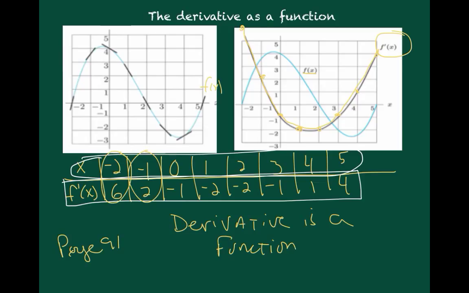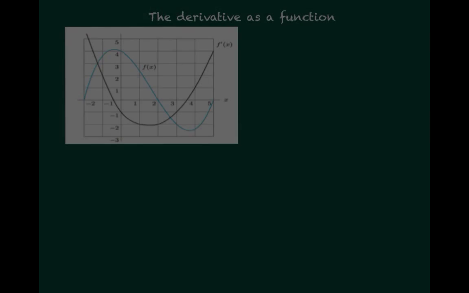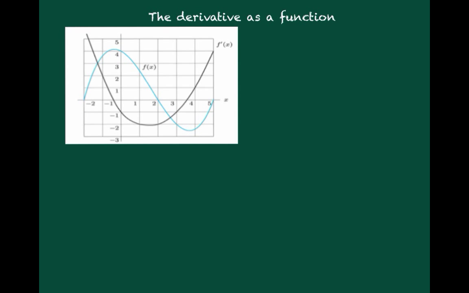Let's take a look now at the original function f of x and what's going on with the derivative at each of those x's. As we look at the derivative function and the original function on the same axes, we can notice a couple things. First of all, let's look at the original function from negative 2 until about negative 0.5. What do you notice about the derivative? Well, the derivative is positive during that period.